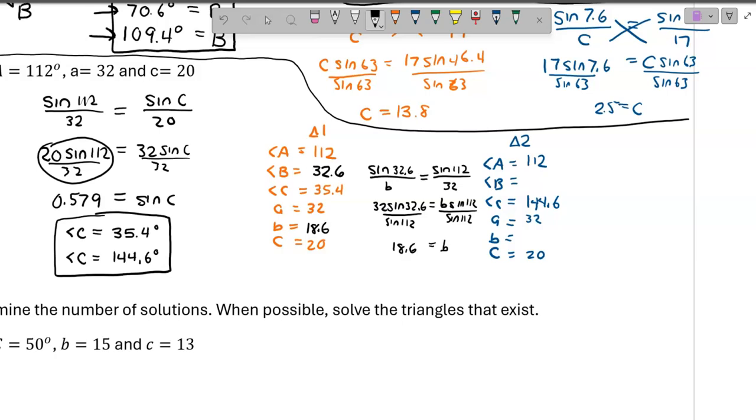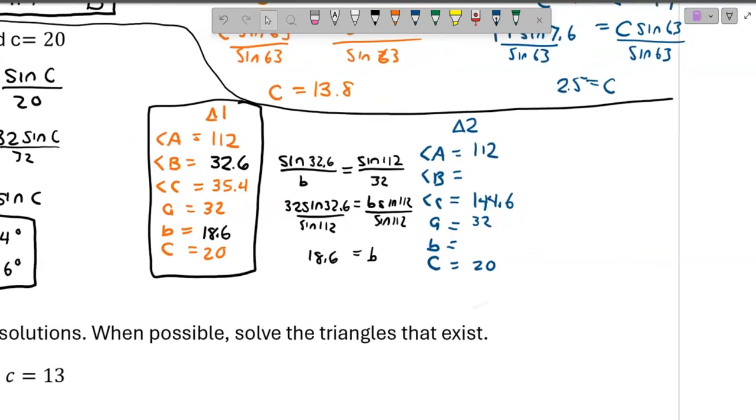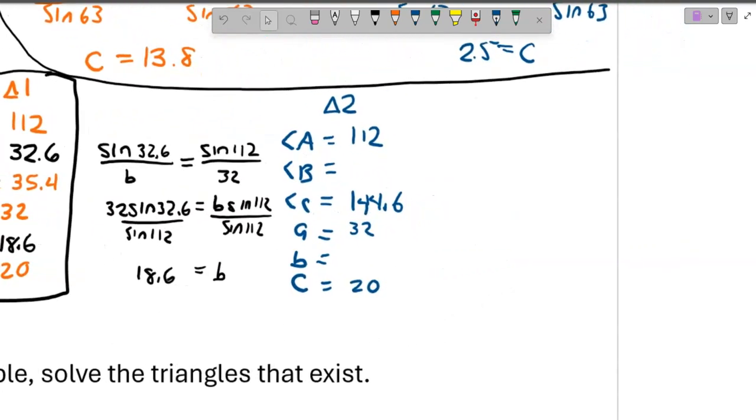So we got definitive answers here for triangle number 1. But when we go over to triangle number 2, look at what happens here. We have a 112 degree angle and we have a 144 degree angle. Well, if you know anything about triangles, triangles have to add up to 180. And if I add 112 to 144.6, that is going to give me 256.6 degrees, or we have two obtuse angles, which means that angle B is not possible because it would fail the triangle sum theorem.